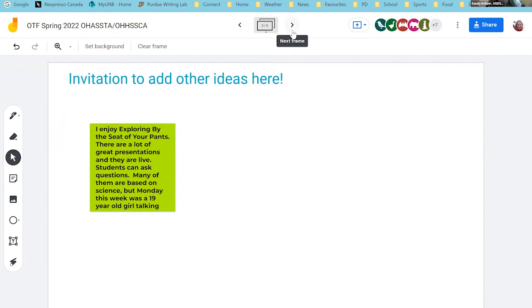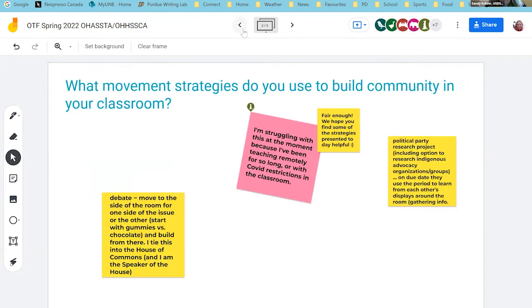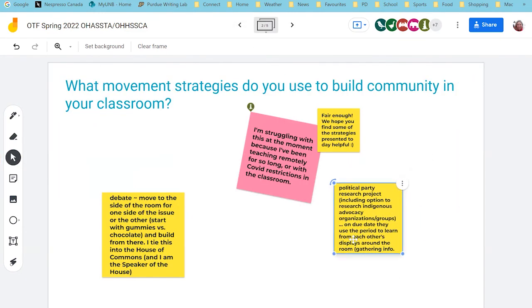Thank you so much. This is why we love doing this, building from the knowledge in the room. It looks like we've got a few other ideas for movement strategies as well: having debates where they have to move to different sides of the room, and research projects where they get to move around and see each other's displays, building on the Heritage Fair idea.